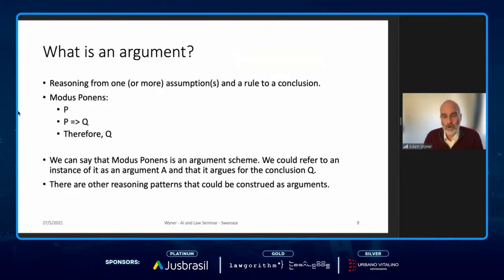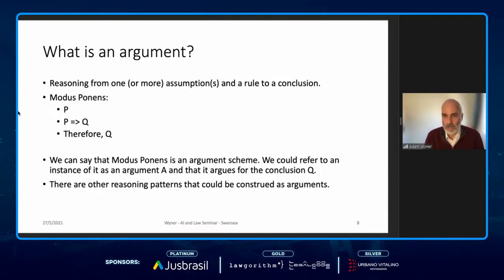So let's just first look at a little bit of an abstract about what an argument is. It's reasoning essentially from assumptions or premises to a conclusion. Here we have this reasoning pattern called modus ponens, where P is an assumption. If P arrow Q, that means if-then, right, is a rule. And where you have these two assumptions, if that is P and the rule, you can conclude Q. Okay, you can in effect separate off Q as a conclusion.